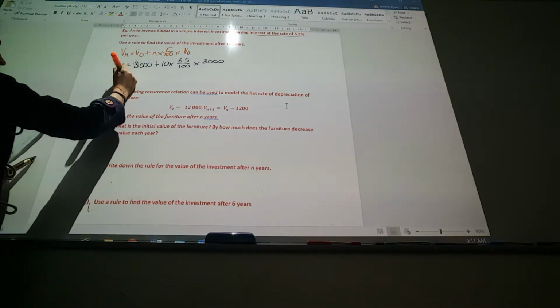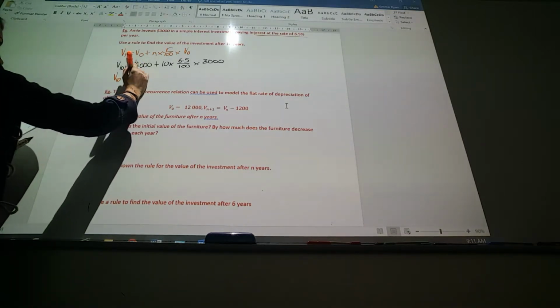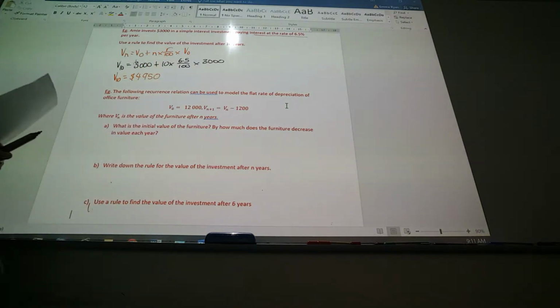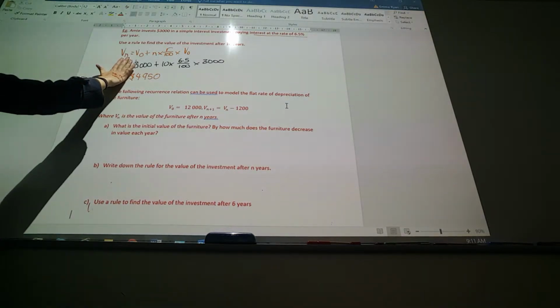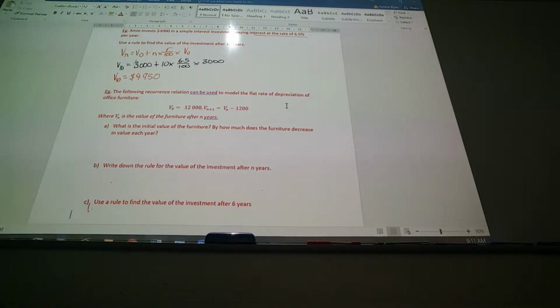And so V10 gives us $4,950. So just plug that straight into your calculator. You don't need to put that first bit in. Just start from there. Because that first bit's just telling us what term we're looking for.